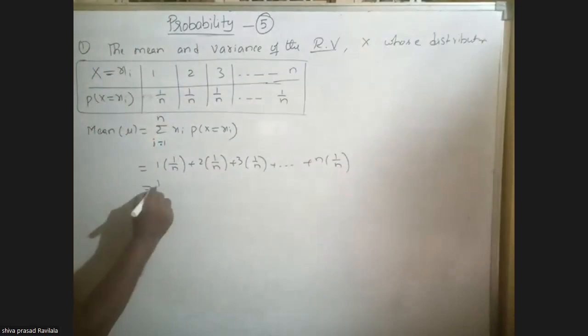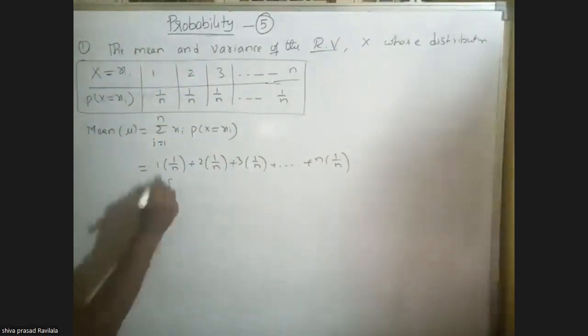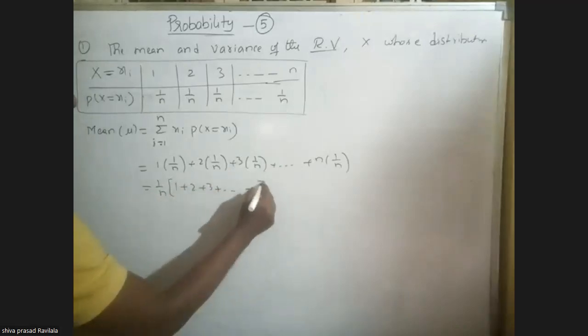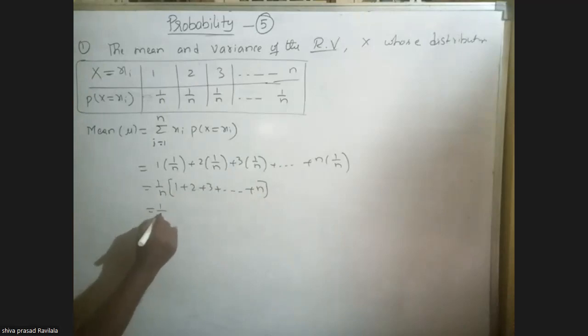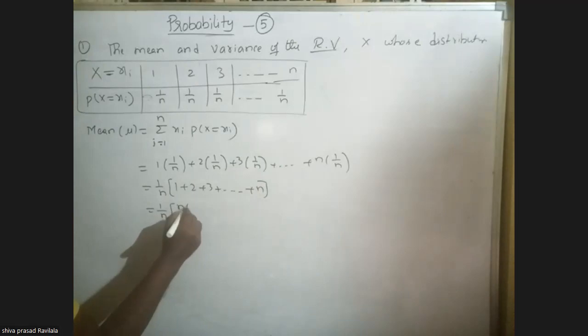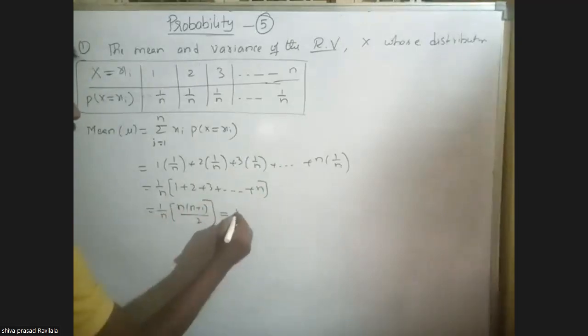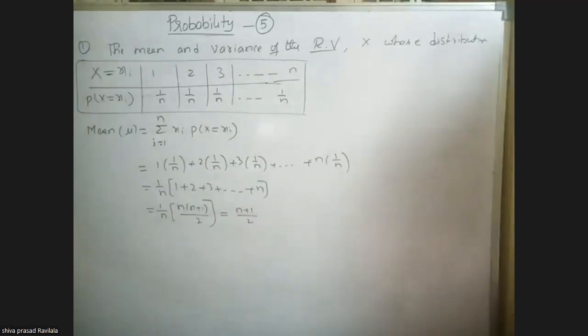From all these, 1 by N is common. And the remaining values: first 1, then 2 and 3, and so on, plus the last one is N. It is 1 by N into the sum of the first N natural numbers. Formula: N into N plus 1 by 2. N cancels. Your answer is N plus 1 by 2. Mean mu is equal to N plus 1 by 2. Next they ask variance. Variance formula.